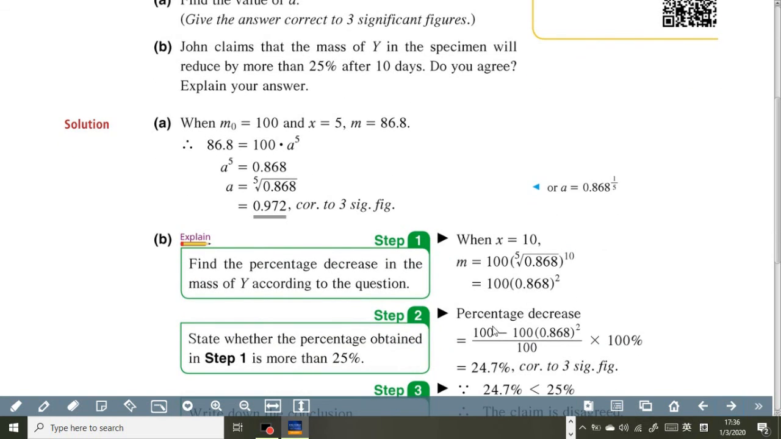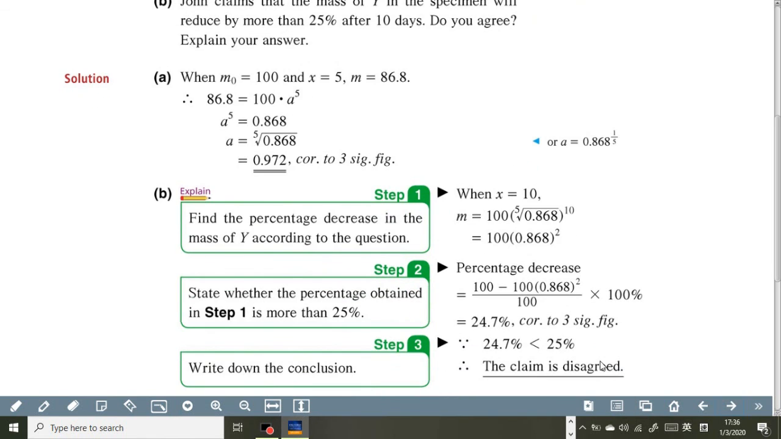By the formula, the percentage decrease is the old value minus the new value, divided by the old value, times 100%. You calculate 24.7%, which is less than 25%. But John claimed it is more than 25%, so the claim is disagreed.